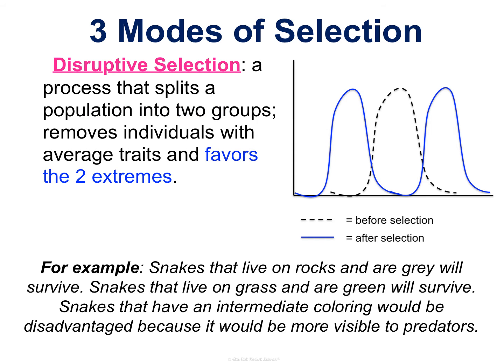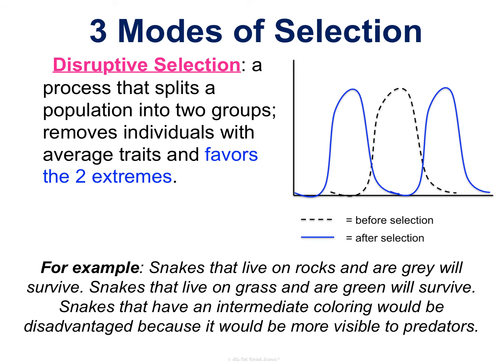Another mode of natural selection is disruptive selection. That's a process where you would split a population into two different groups. And so by removing individuals with average traits, we favor two different types of extremes of that trait. So for example, let's take a population of snakes. Let's say that there are snakes that live on rocks and they're kind of gray in color. And then there are snakes that live in the grass, and of course they are green in color.